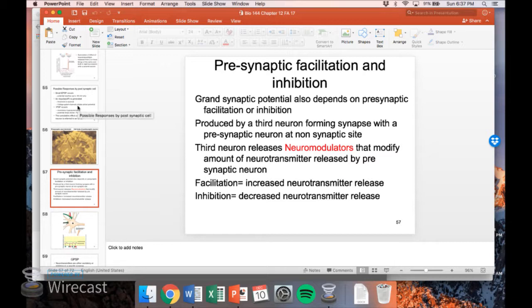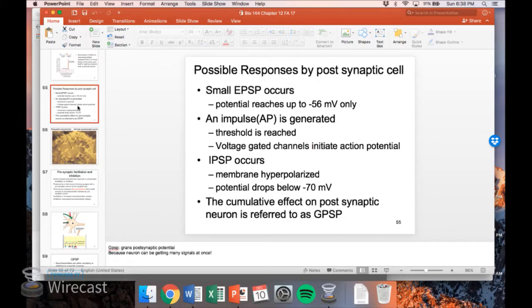We have to talk about GPSP really quick. So when we were talking about EPSP, our excitatory postsynaptic potential, and our inhibitory postsynaptic potential. If our postsynaptic cell gets a small EPSP, we might reach negative 56 millivolts, but we're not going to hit our threshold. We could potentially hit our threshold and generate an action potential, or we can make it more negative and go away from hitting an action potential.